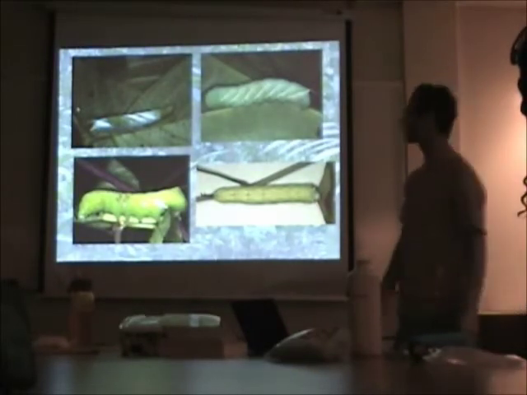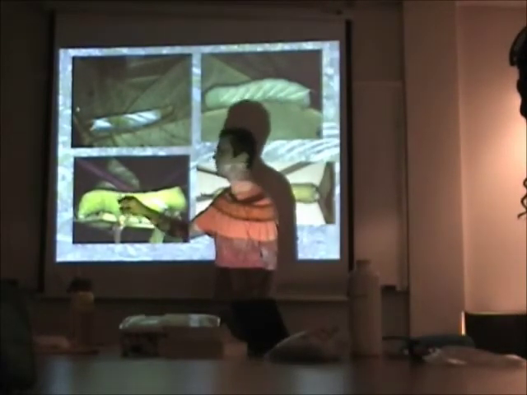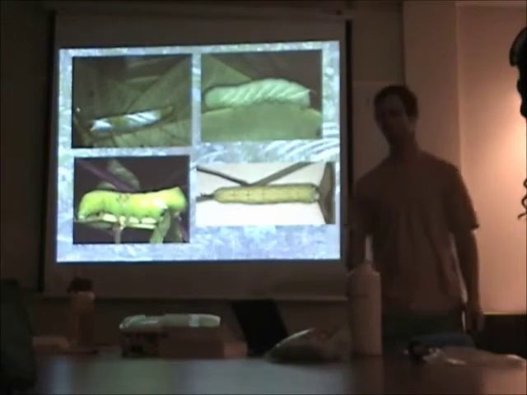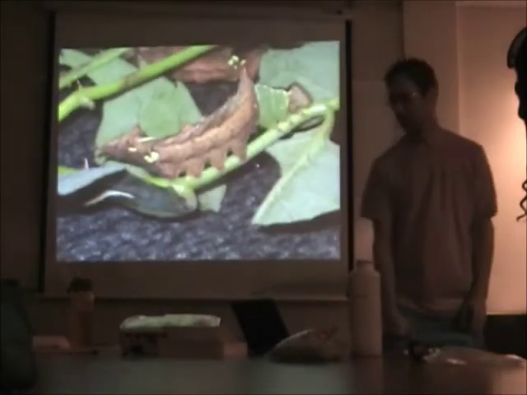Here's some more sphinges. Here's the bruises. This is what the bruises look like, meaning there's a fly in there. So that's how you can tell there's a fly parasitoid inside of the sphinge.